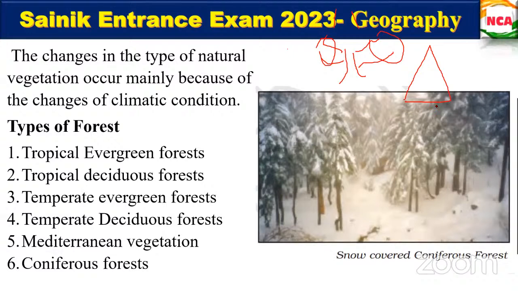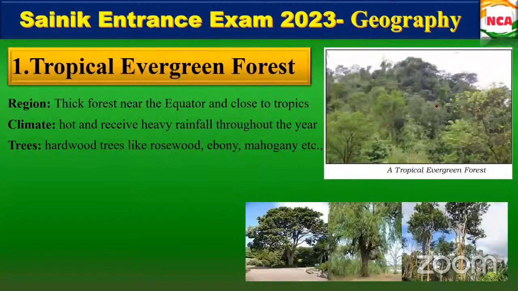So next one. We have seen the tropical evergreen forest, right? The thick forest near the equator and also closer to the tropics. It receives very high rainfall throughout the year. And also you can see the thick canopy that does not allow sunlight to penetrate. Fine. Is this clear?